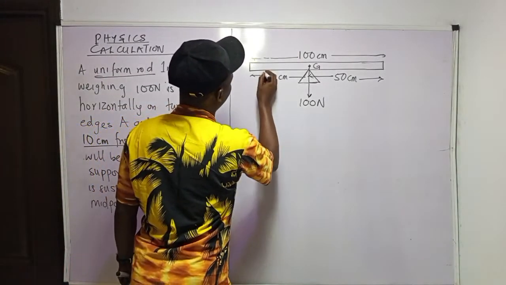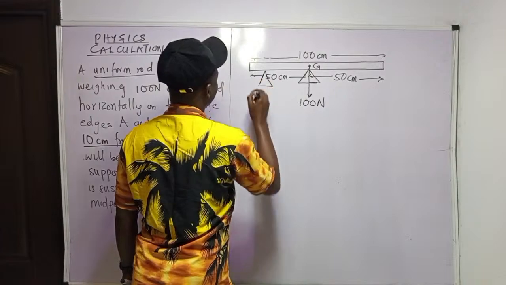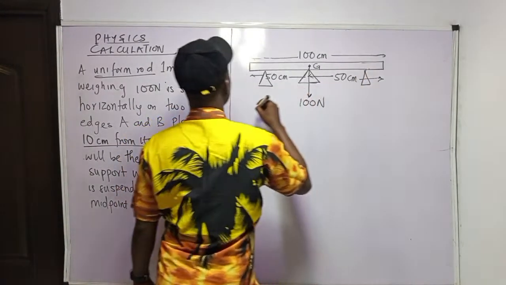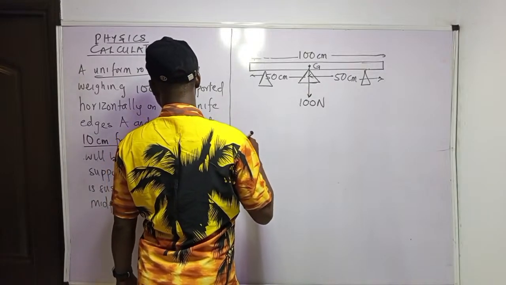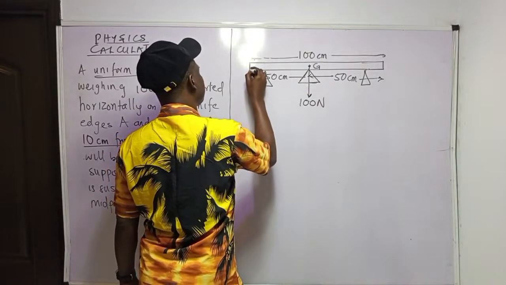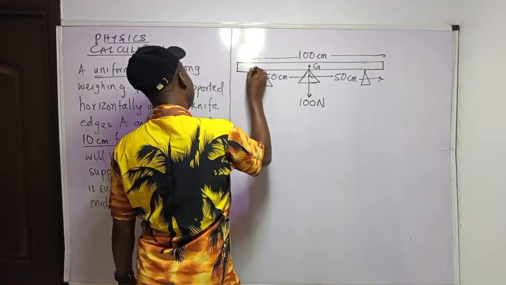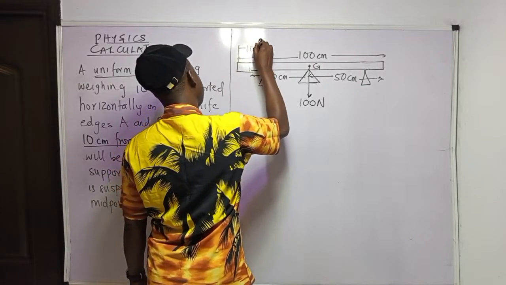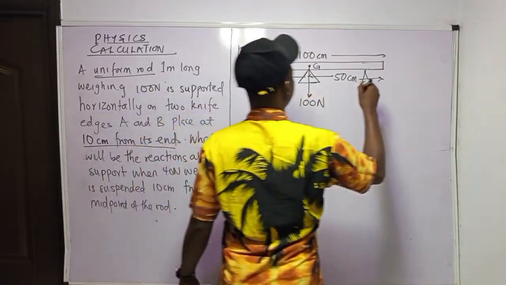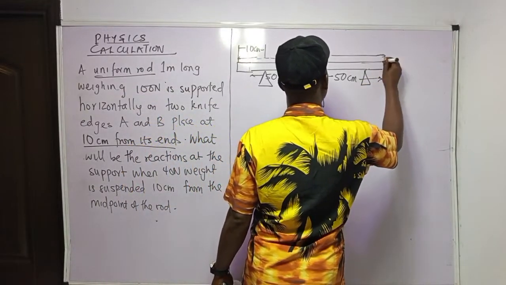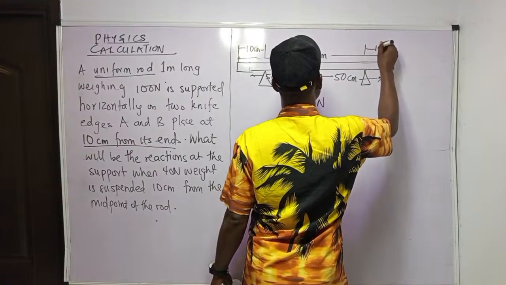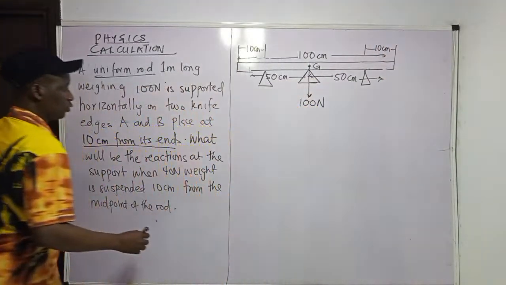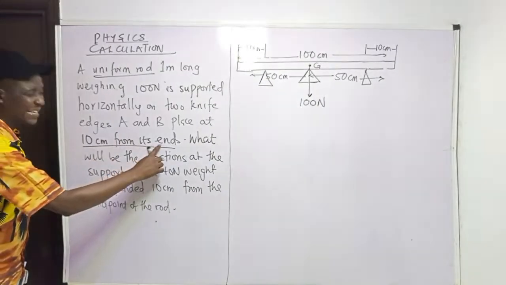So one support is here, one support is here. You understand now? The knife edges are A and B. From here to this place is 10 centimeter, and from this end to this place is 10 cm. That's what they told us: placed at 10 centimeter from each end.